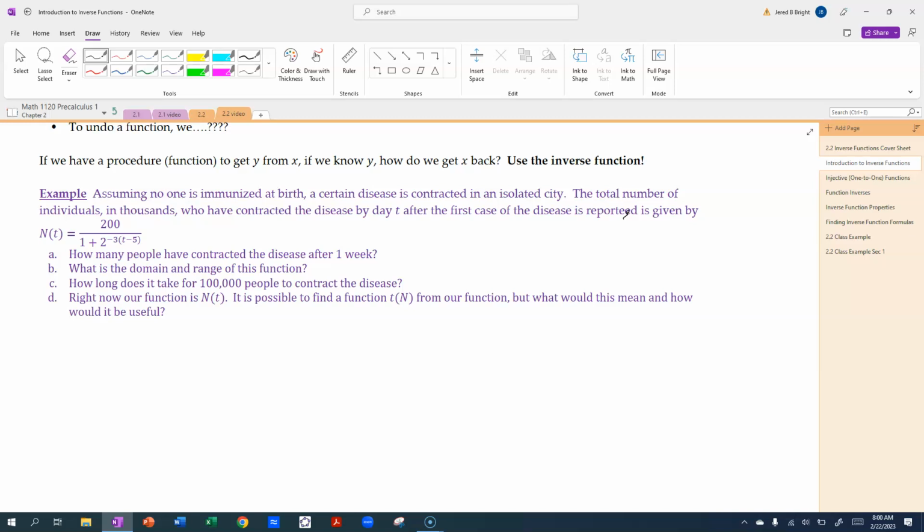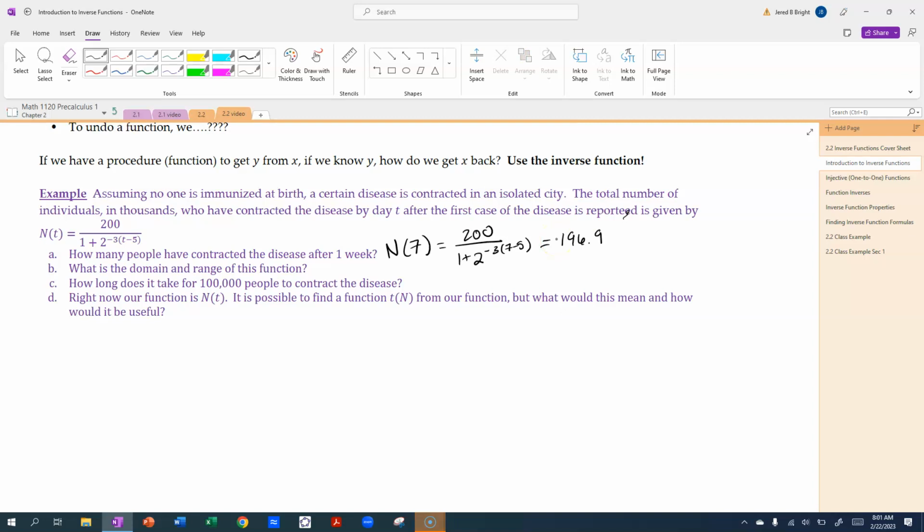And then we have a series of questions. Part A is asking how many people have contracted the disease after 1 week. Well, T is the number of days since the first case is reported. So all I would have to do is evaluate n of 7. So stick the 7 into the function. We have 200 over 1 plus 2 to the exponent of -3, and then 7 minus 5, like that. And then I just have to go through and do the arithmetic.